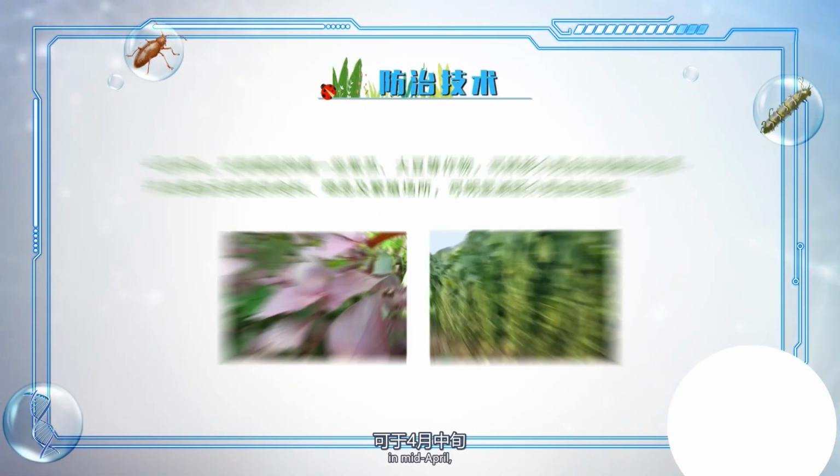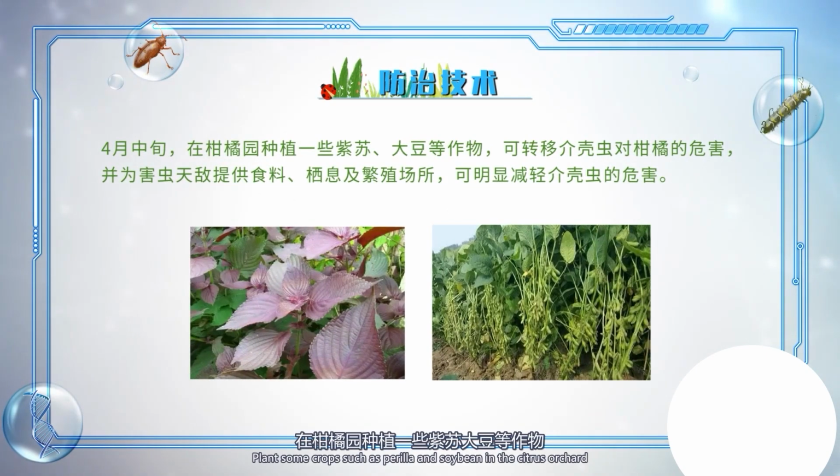In mid-April, plant some crops such as perilla and soybean in the citrus orchard, which can transfer the damage of scale to citrus and provide food, habitat, and breeding places for natural enemies of scales, thus to significantly reduce the hazard of scale.